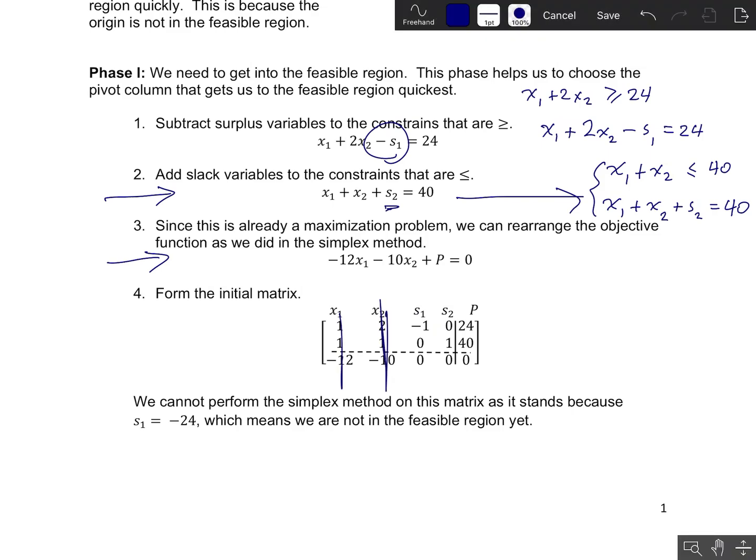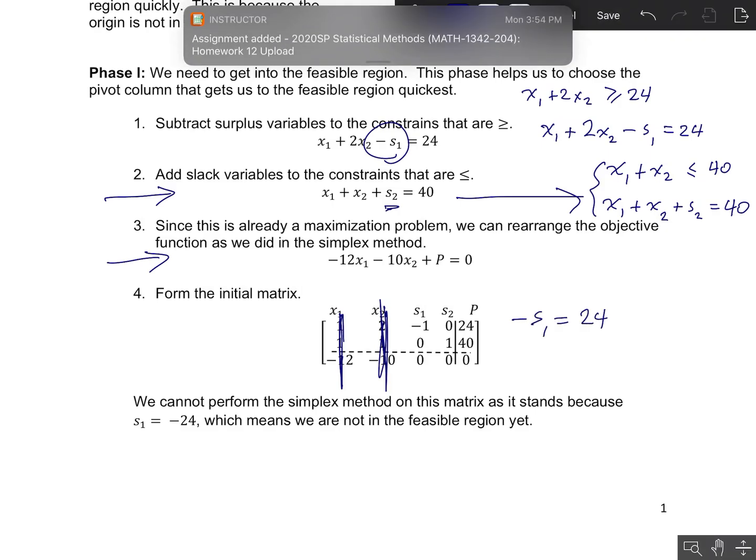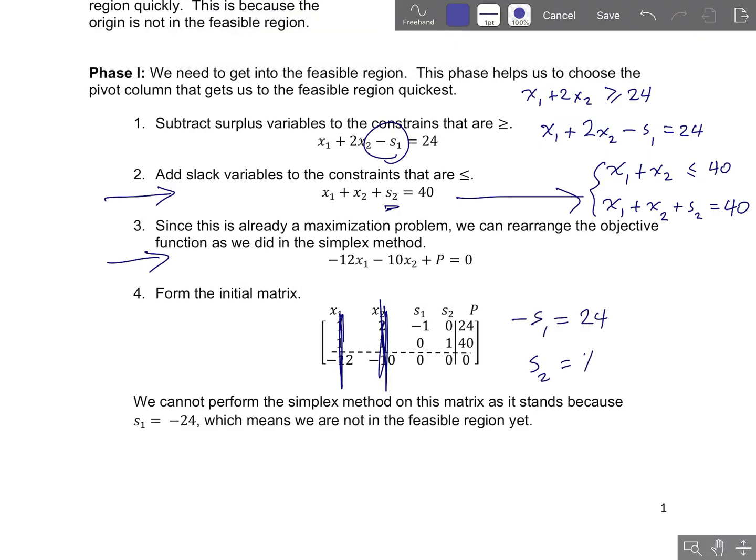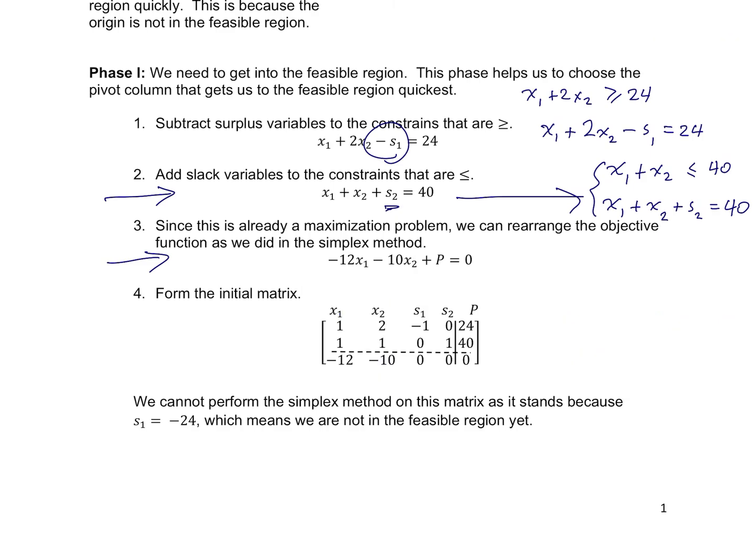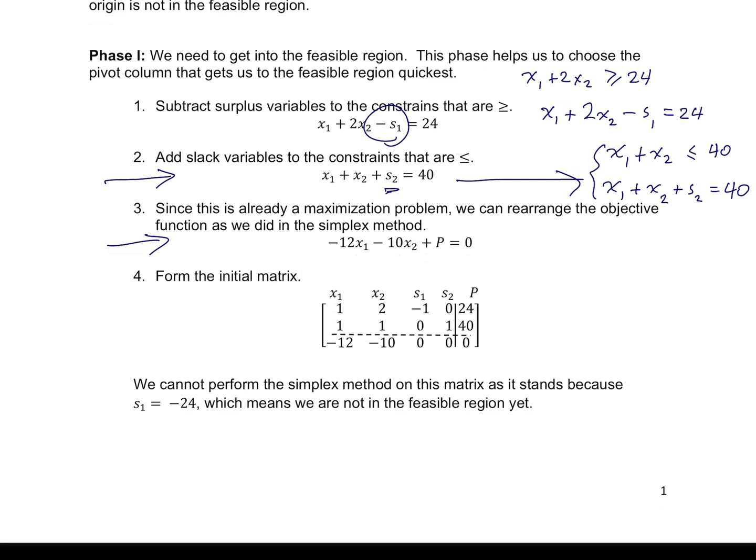So notice that if I read off the values from this matrix, I would be deleting the non-basic variables. And if I read off the values of S1 and S2, I would have -S1 is equal to 24 and S2 is equal to 40. But notice that that top equation means that S1 is a negative number, and we can't have that. So we will know that we're in the feasible region whenever we made it so that none of our surplus variables have negative values.